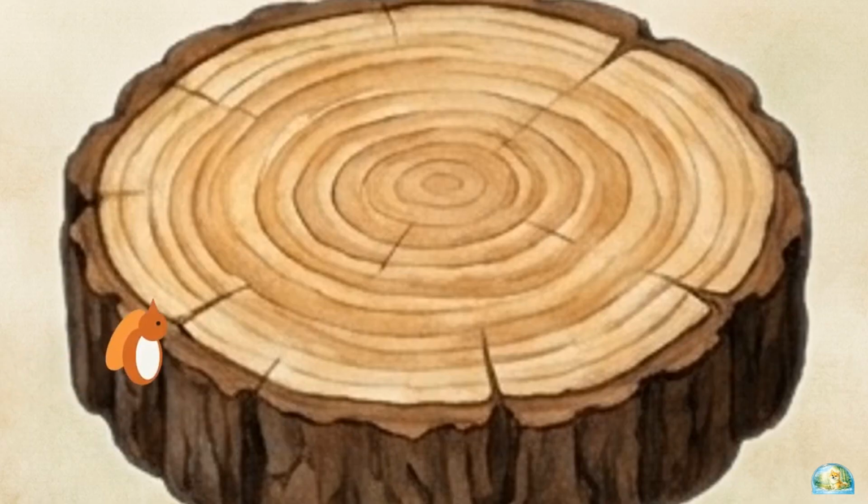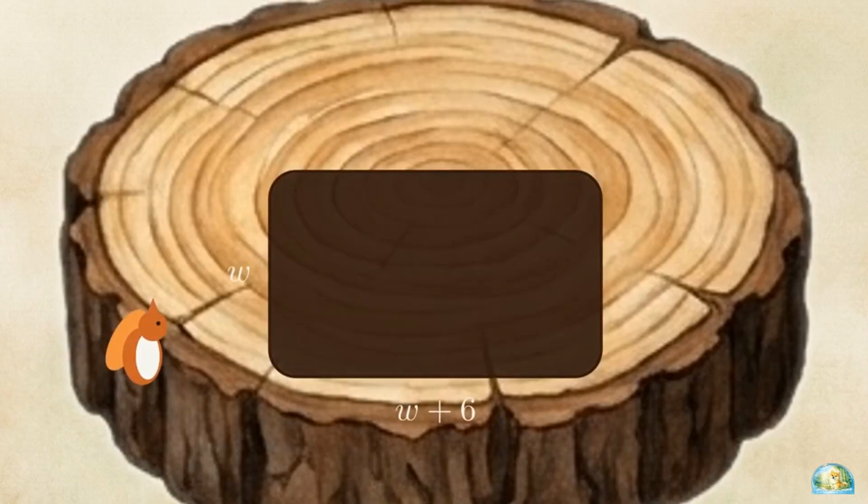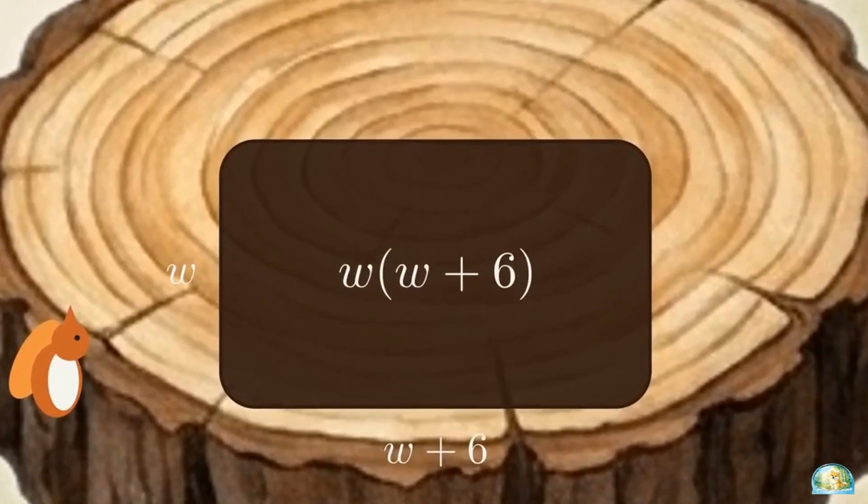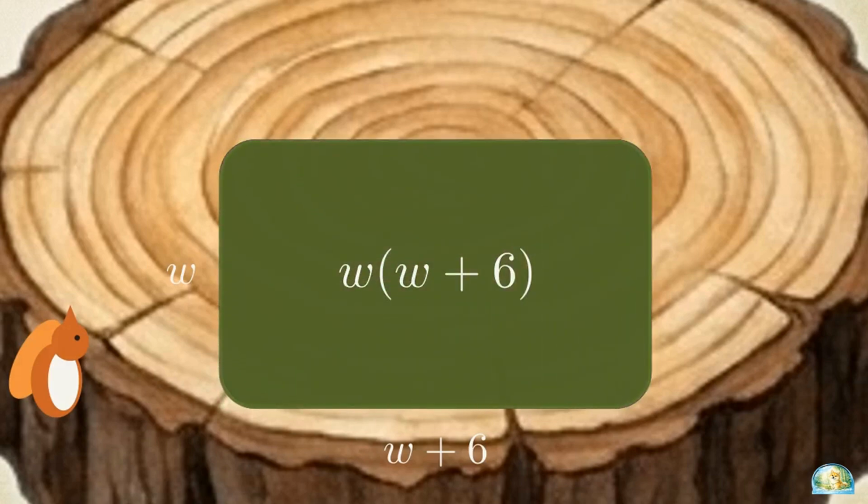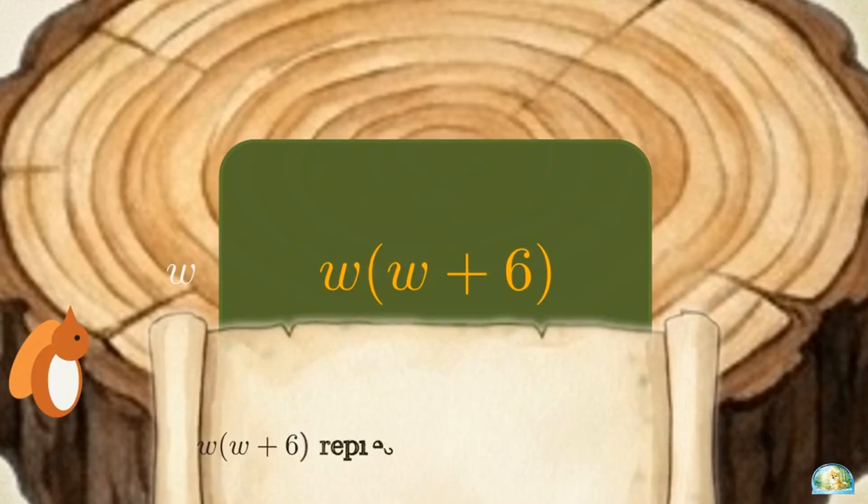Now imagine a garden with width W and length W plus 6. What quantity does W times W plus 6 represent? Think about the physical dimensions. If you multiply a width by a length, what physical quantity are you finding? The area of a rectangle is width times length. The width is W and the length is W plus 6. W times W plus 6 represents the garden's area.